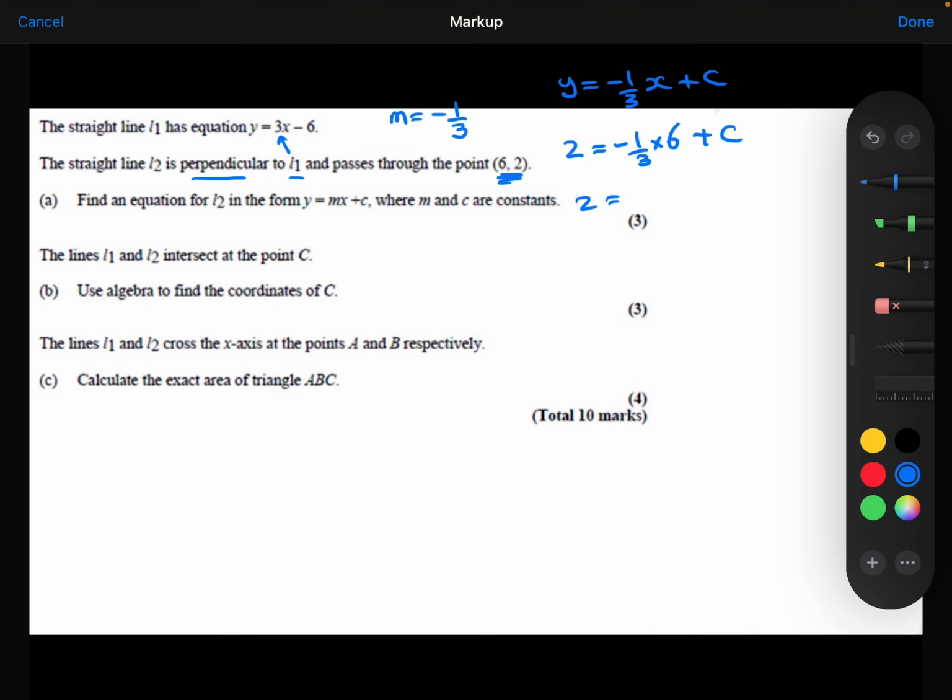Minus 1/3 times 6 is minus 2, so c is 4. So the equation of line L2 is y equals minus 1/3 x plus 4, and we can leave our answer like that.